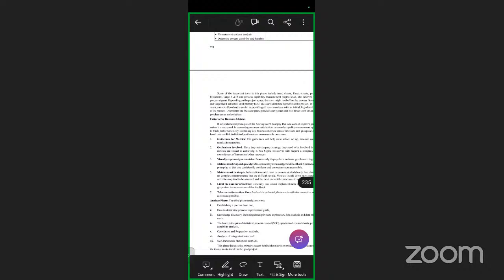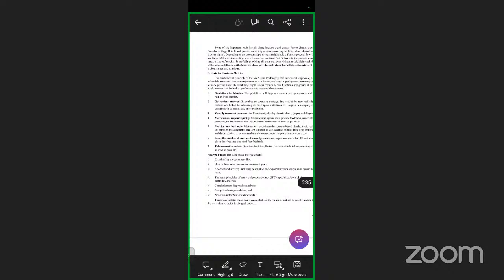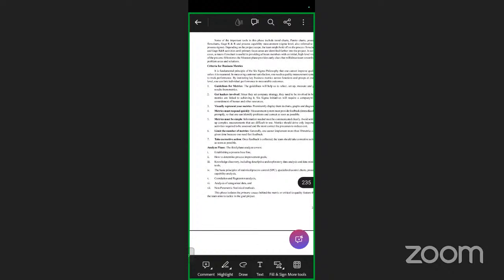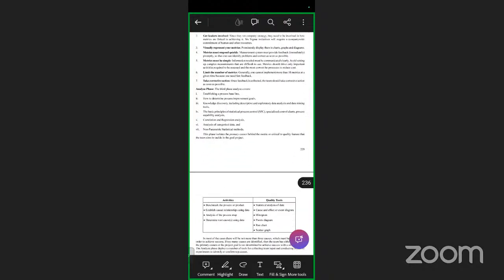Here, the criteria for business metrics and guidelines for metrics: get leaders involved, visual representation of metrics, and metrics must respond quickly. A metric must be simple and limit the number of things. So in that analyze phase.